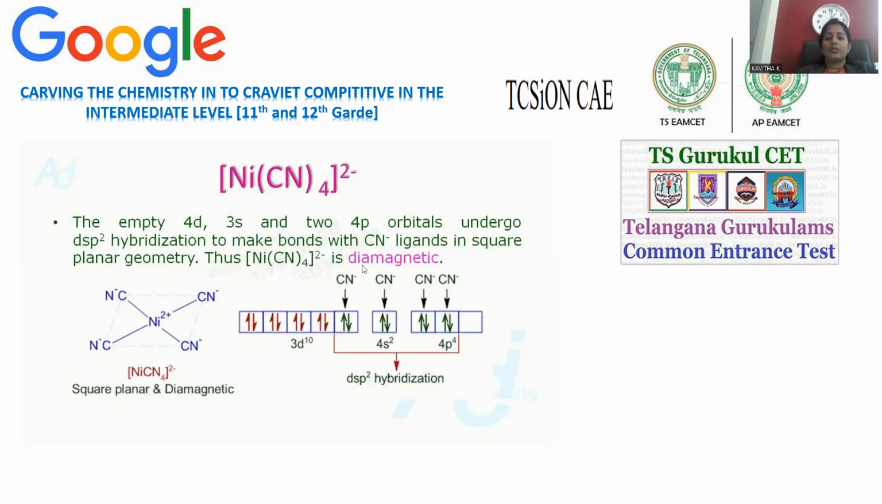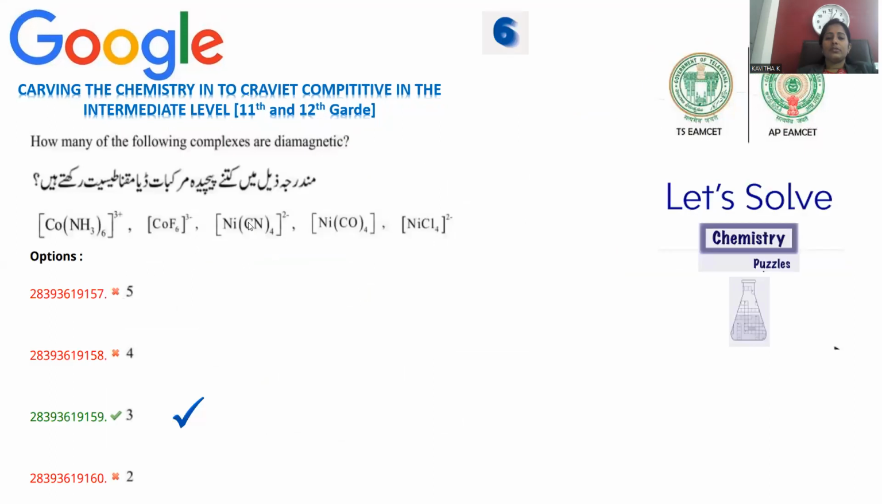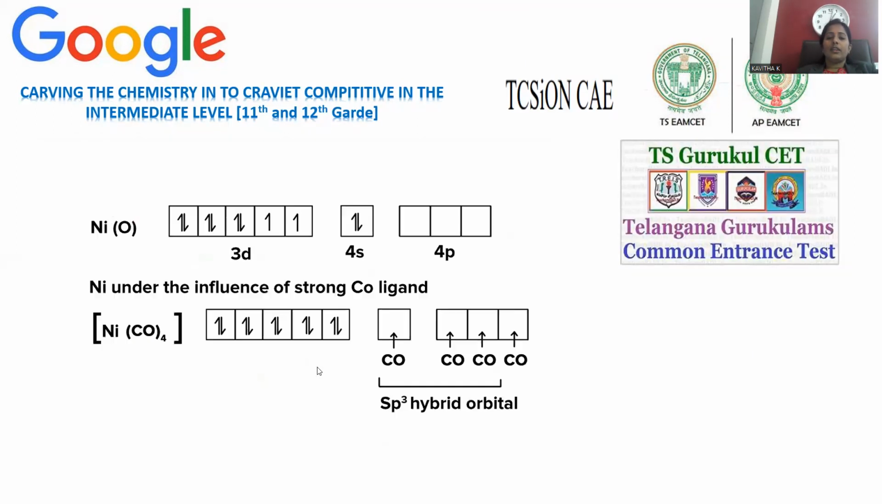Paired up electrons are responsible for what nature? Diamagnetic nature. So this is also part of diamagnetic. First one and third one. Move on to nickel tetracarbonyl. Nickel tetracarbonyl is a purely tetrahedral complex.